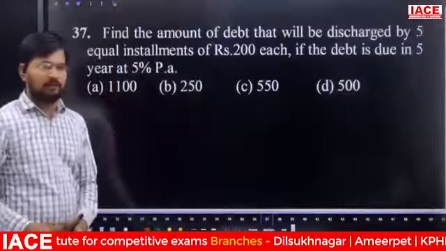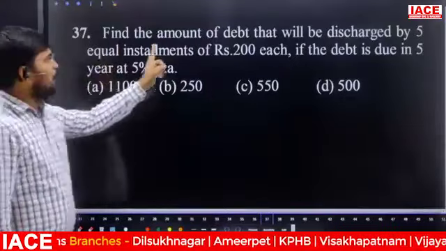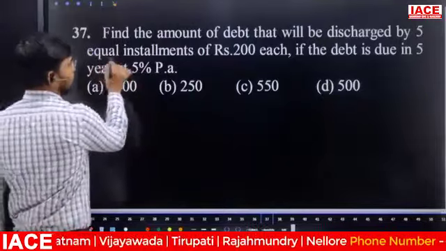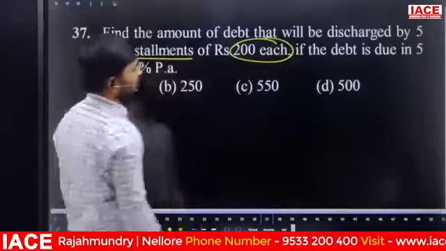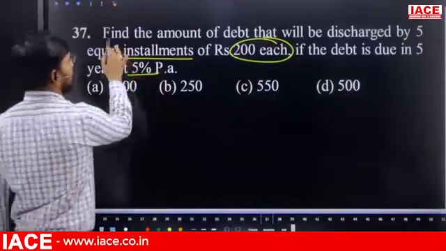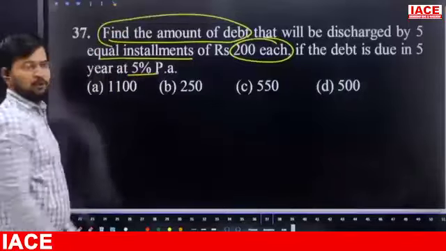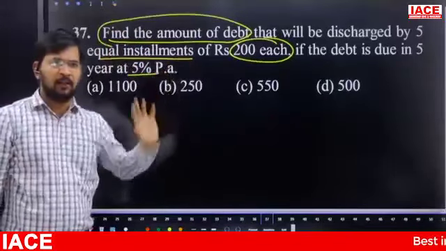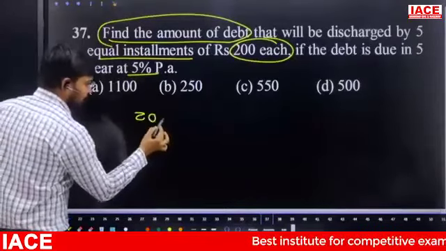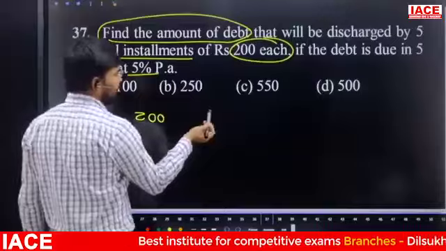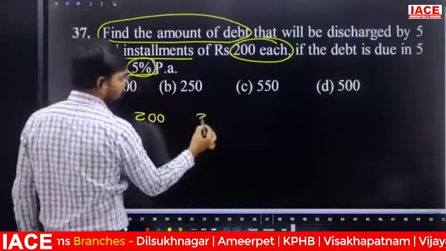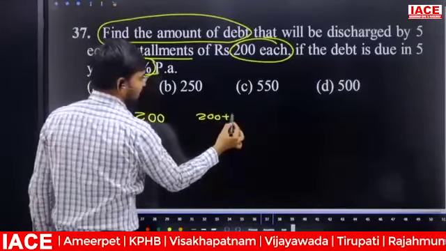So see the next question, amma. Find the amount of debit that will be discharged by 5 equal installments of 200 rupees each. The debit is due in 5 years at 5% per annum. They're asking to find the amount of debit. This is quite opposite to the previous questions. So the first installment they are paying is 200 rupees. The second installment is 200 plus 1 year interest. 1 year interest is 5% on 200.